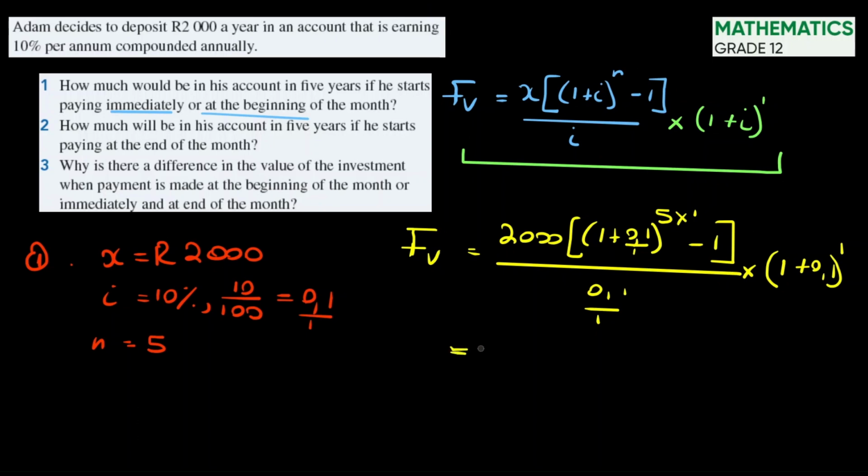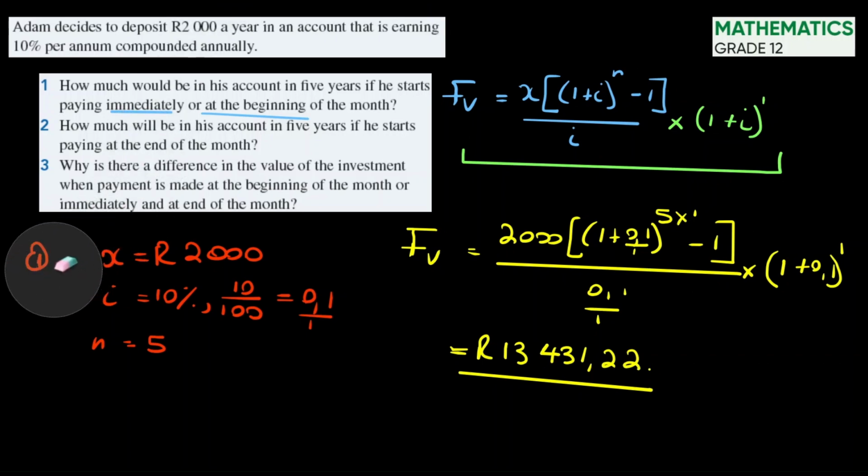And the future value that Adam will realize if we punch everything into the calculator, what I'm getting here is 13,431.22 rands. 13,431.22. This will be the future value that Adam will realize if he deposits his money immediately or at the beginning of the month. So let's go on to the next question.